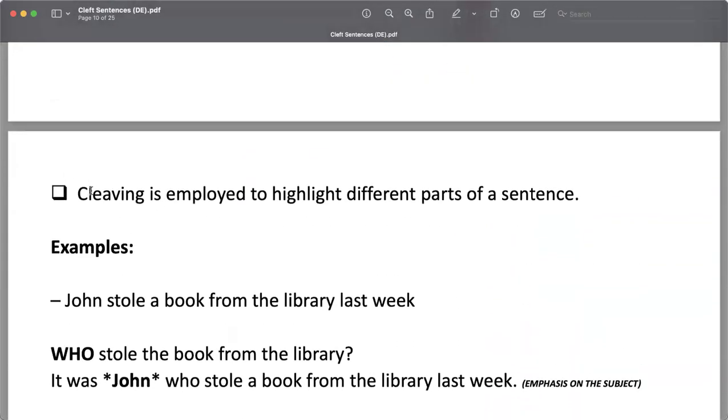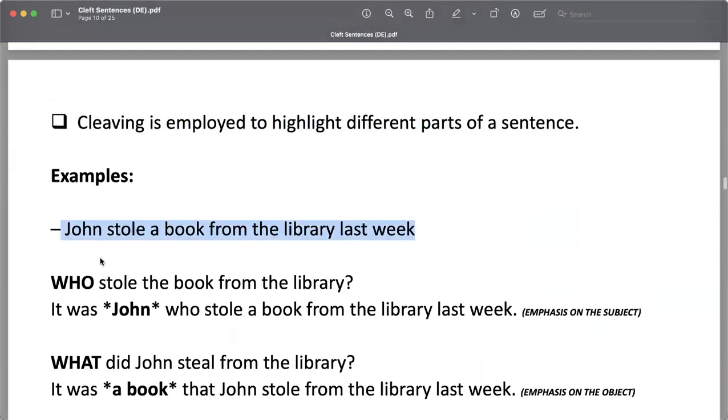So cleaving is employed to highlight different parts of a sentence. Example: John stole a book from the library last week. So who stole the book from the library? It was John who stole the book from the library. So the emphasis is on the subject. That is how we're going to make the structure, right?